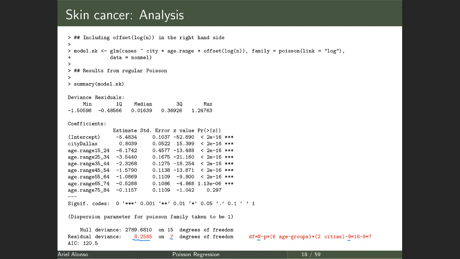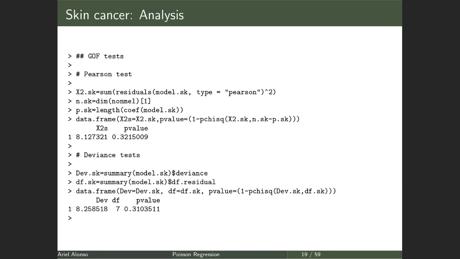Now, if the model is approximately correct, then these two numbers over here should be more or less similar. If the model is correct, this should be chi-square distributed with these degrees of freedom. And this is indeed what you observe when you carry out the deviance test. Here the p-value for the deviance test is non-significant. Here the p-value for the Pearson chi-square test is non-significant. So this seems to be a good model.